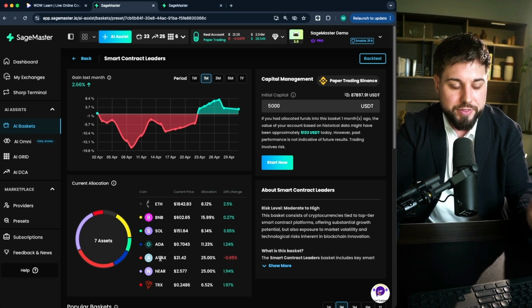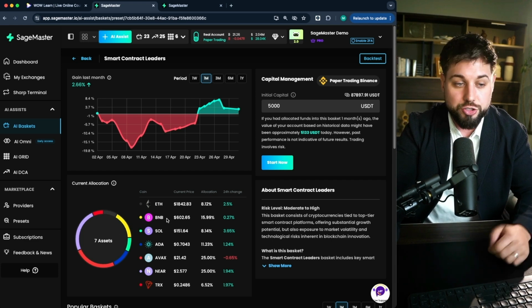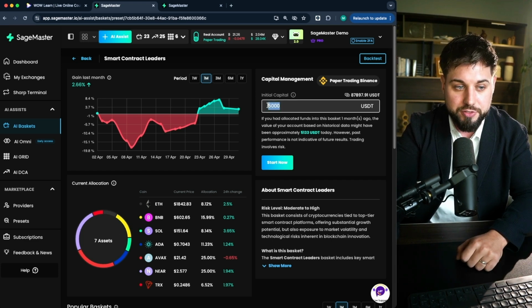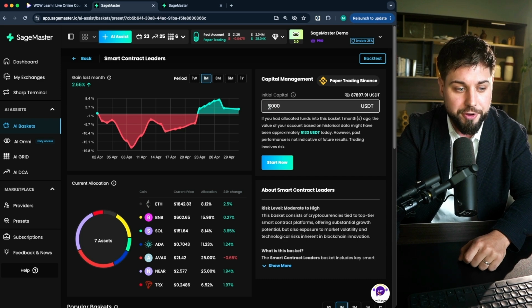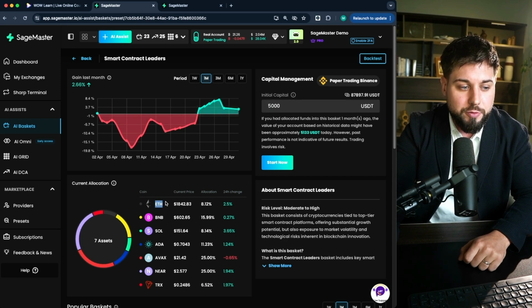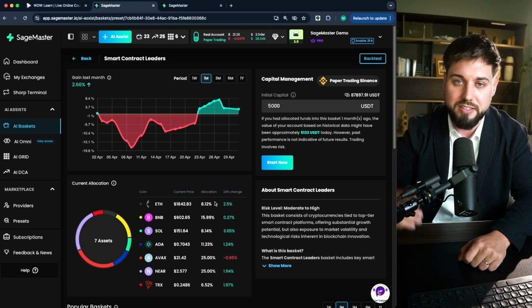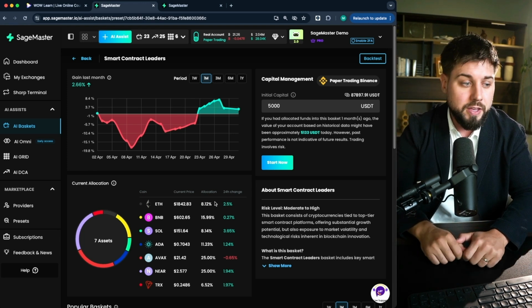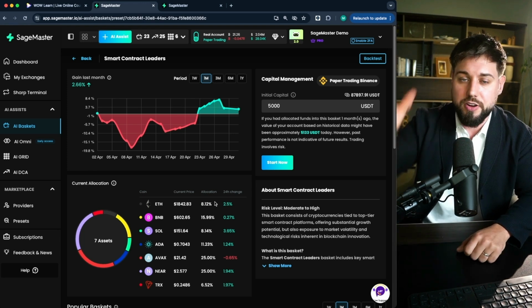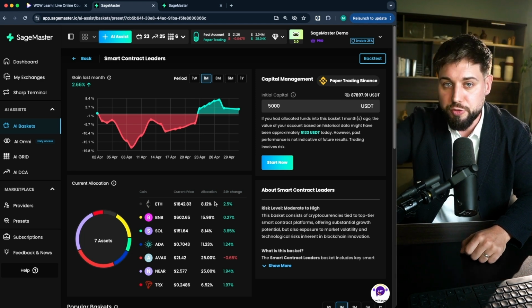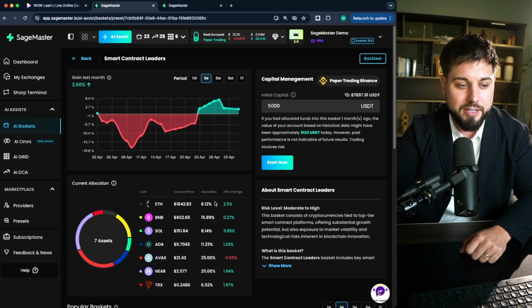So what happens now with these larger tokens as you're starting a basket with 5,000 USDT in this particular scenario? Well, let's say Ethereum goes up 10% in value. It increases 10% in value until next week. What happens is that SageMaster AI redistributes this 10% profit into the other tokens to come back to your first allocation, as you can see here.